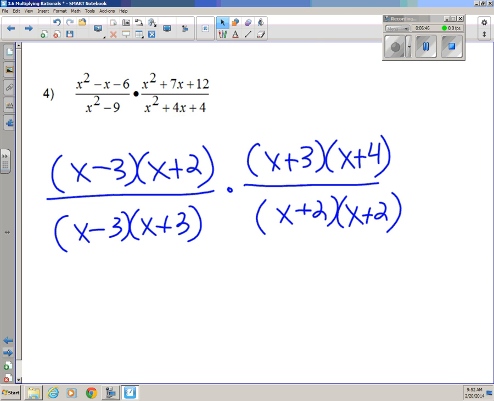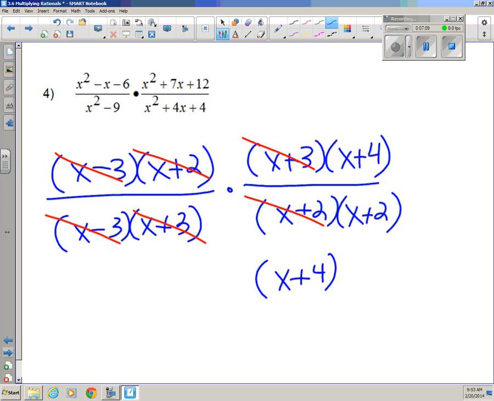Now start looking for pairs of factors top and bottom that cancel. Well, this binomial x minus 3 cancels out. The x plus 3's top and bottom cancel out. I can cancel out the x plus 2 for an x plus 2. I can't get rid of both bottom x plus 2's because I can only cancel out 1 for 1. That's all that's left that I can do. So the final answer becomes the binomial up top, x plus 4, over the binomial on the bottom, x plus 2.